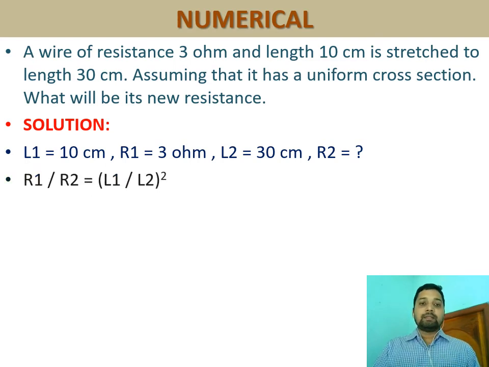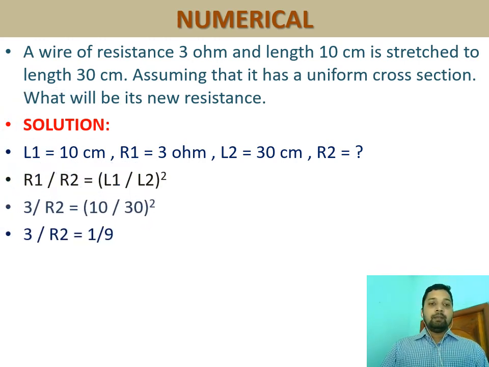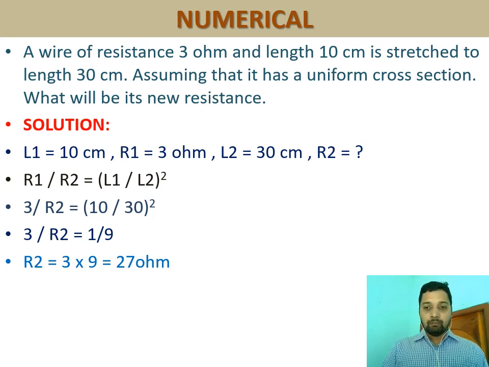Here you can see one relationship between them: R1 by R2 equals (L1 by L2) whole square. We got this relation from the formula R equals rho L by A. If we use this formula, 3 by R2 equals (10 by 30) whole square. That means 3 by R2 equals 1 by 9, because the zeros cancel and (1 by 3) whole square is 1 by 9. So we get R2 equals 3 into 9, or 27 ohm.